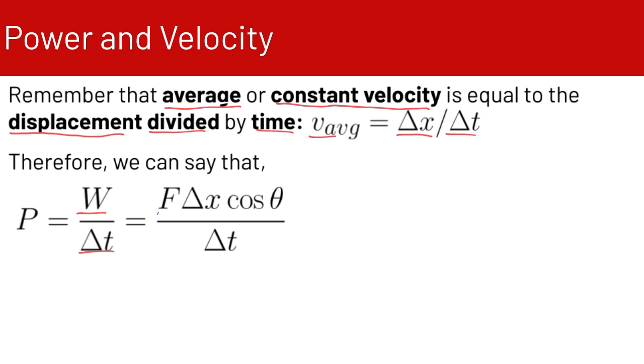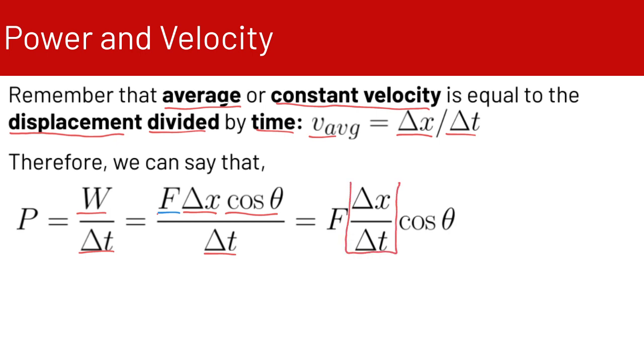So we have force times the change in position, or the displacement, times cosine theta divided by delta t is equal to power. So doing a little bit of algebra, we see that force times delta x over delta t times cosine theta. So we've just manipulated this a little bit so that we're separating out delta x and delta t. So now we have delta x divided by delta t. We see that force times the average velocity times cosine theta is equal to power.